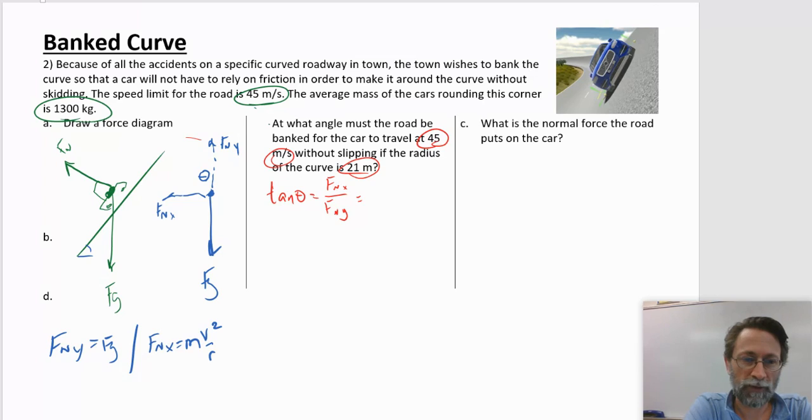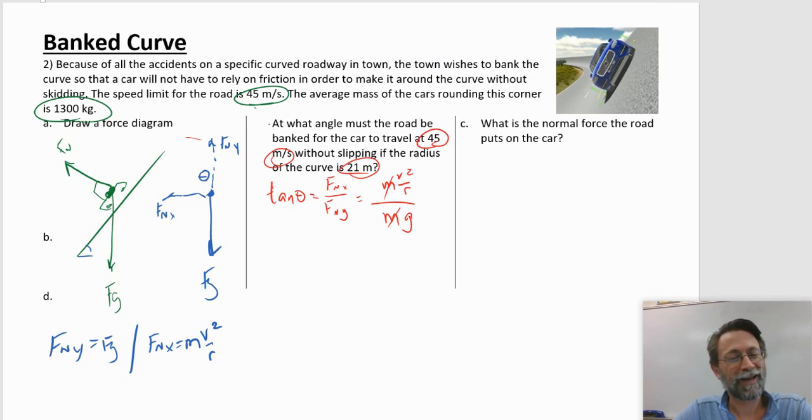And then can't I plug those guys in? So up here I could say mv squared over r, and down here I could say mass times gravity. And again, does it matter what the mass of the car is? Actually, it doesn't. It could be a tricycle traveling at 45 meters per second around that curve, and it will still have the same theta value.